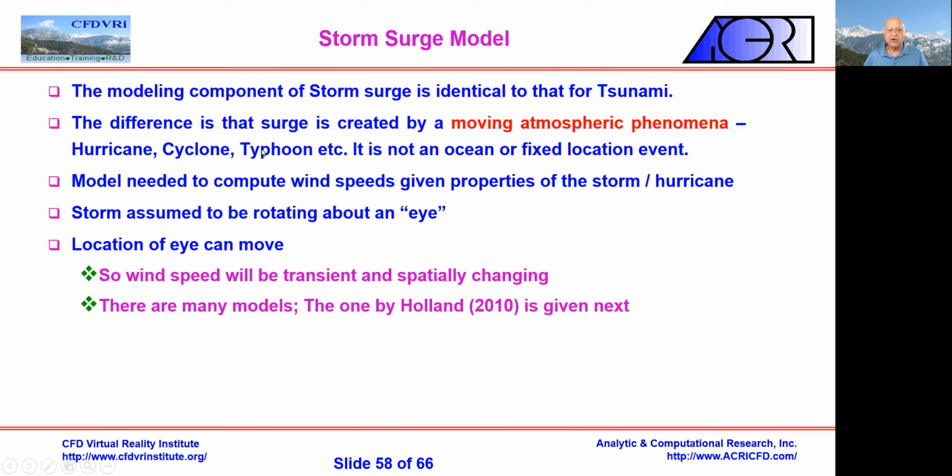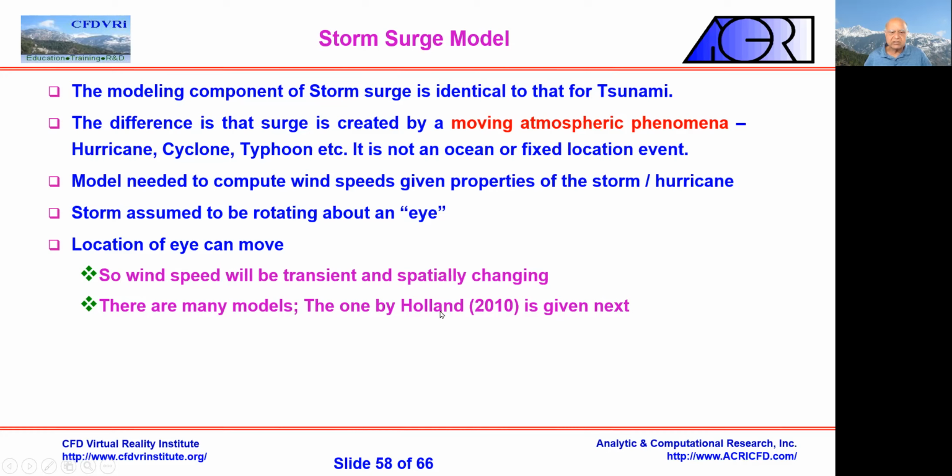So these things evolve. Cyclones can become stronger. Typhoons, cyclones, hurricanes, these all can become stronger depending on the conditions of the ocean and the atmospheric conditions. So the model needs to compute the tracks and where the eye of the hurricane is, how it is moving, and this location can move. So wind speed can be transient, spatially changing. Atmospheric pressure can be very strongly varying here. So you impose all that.